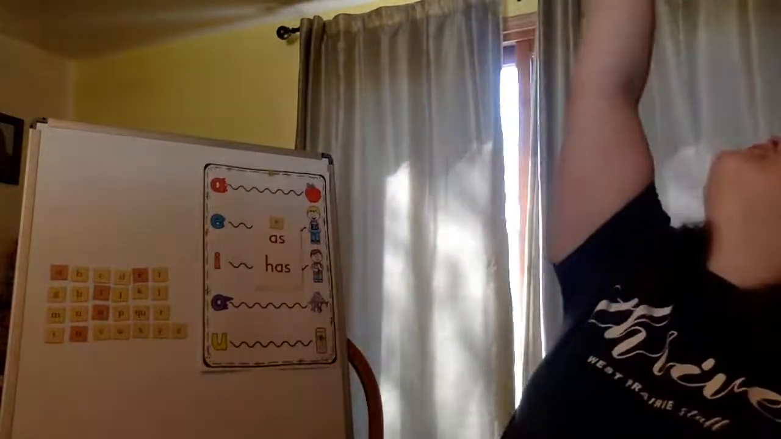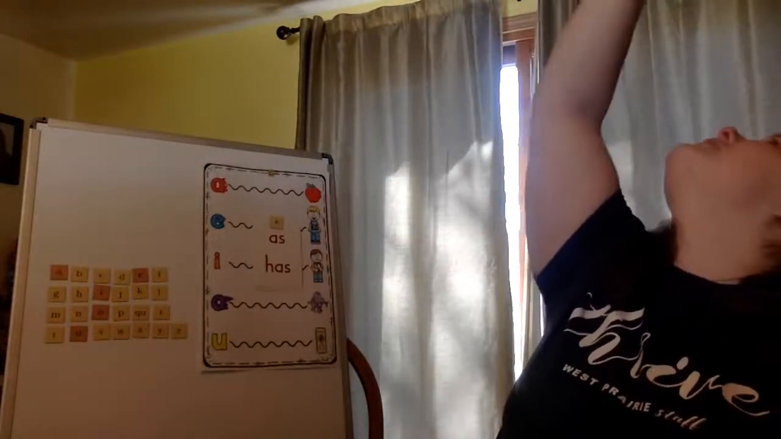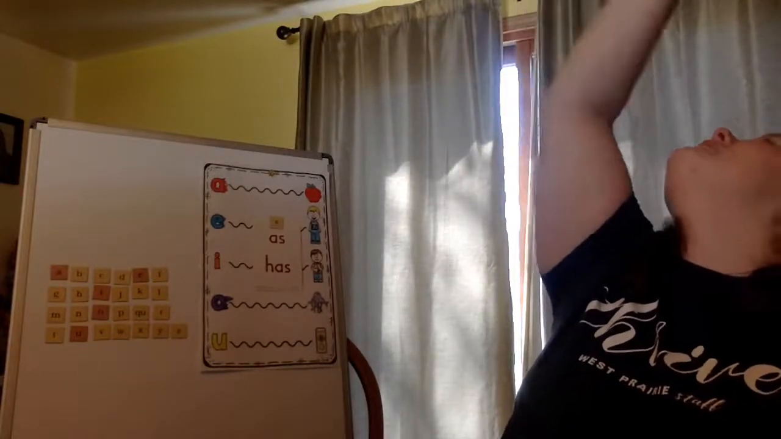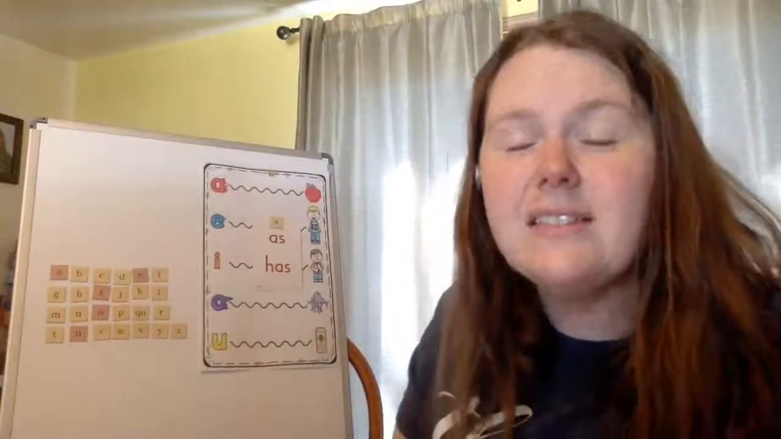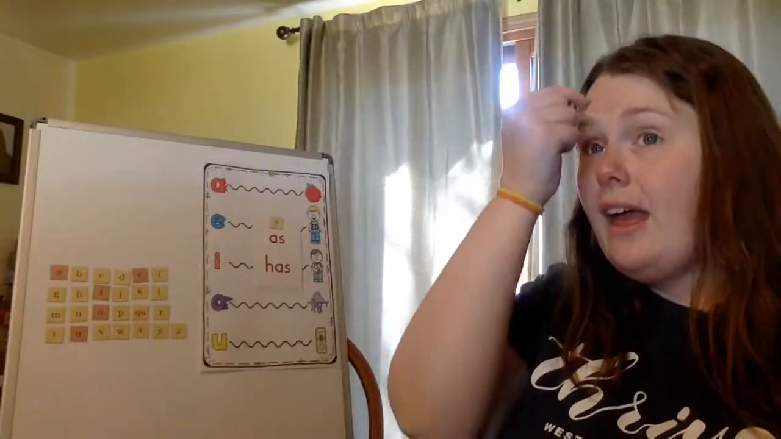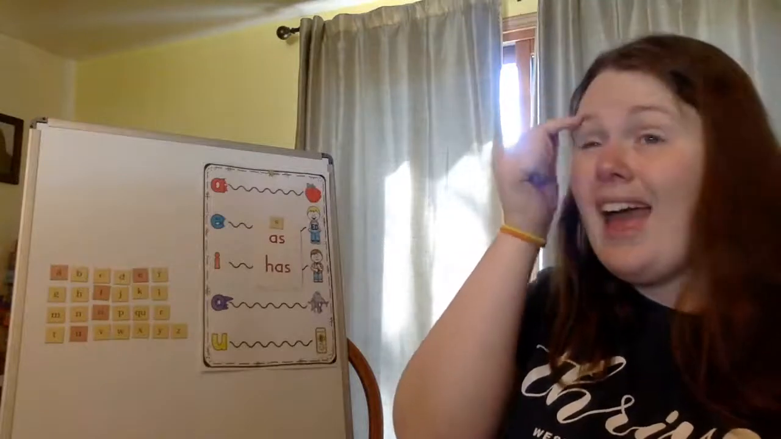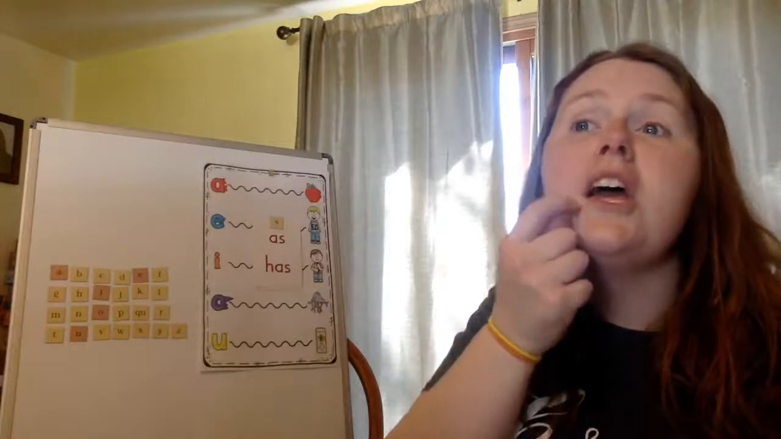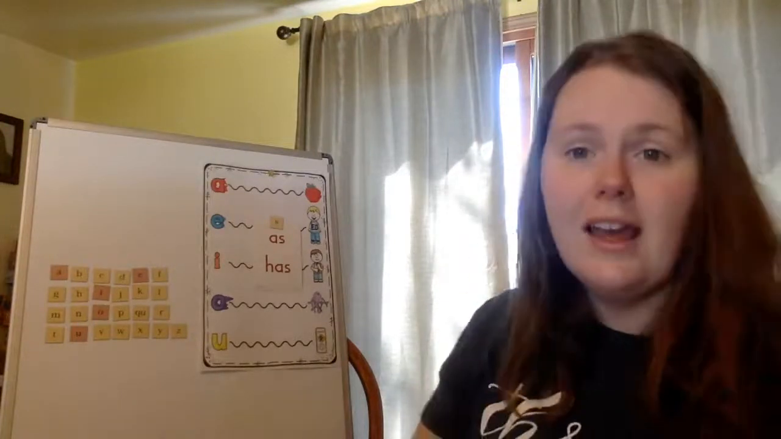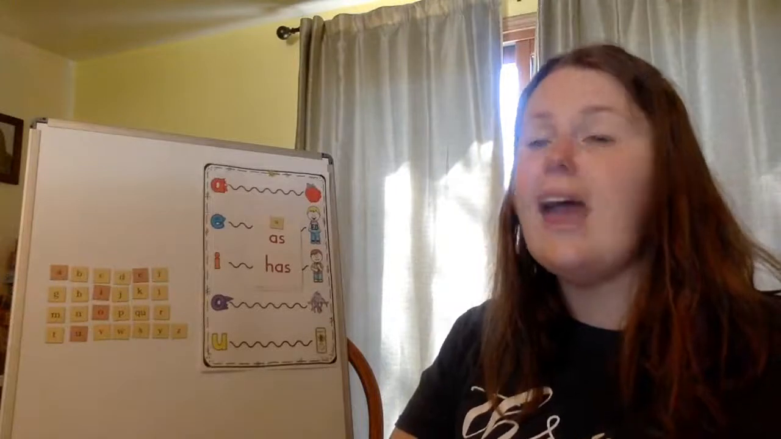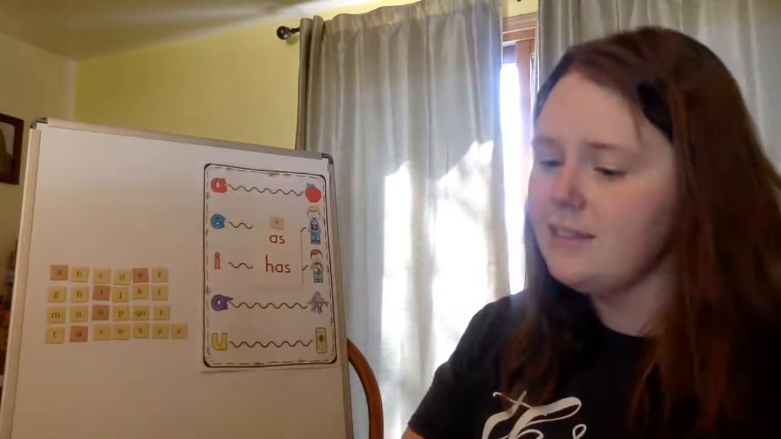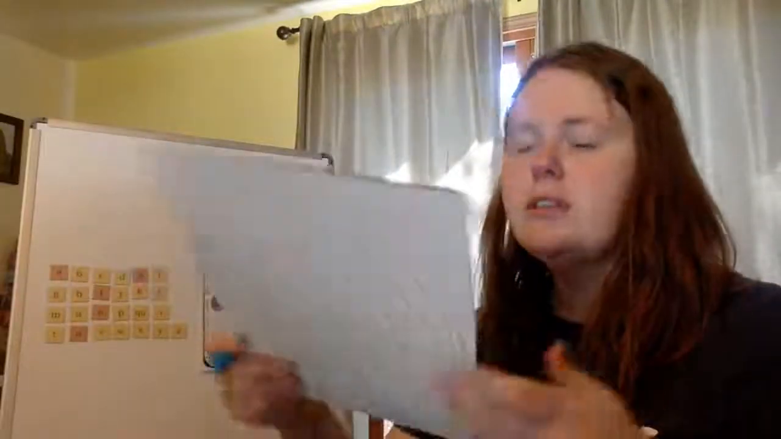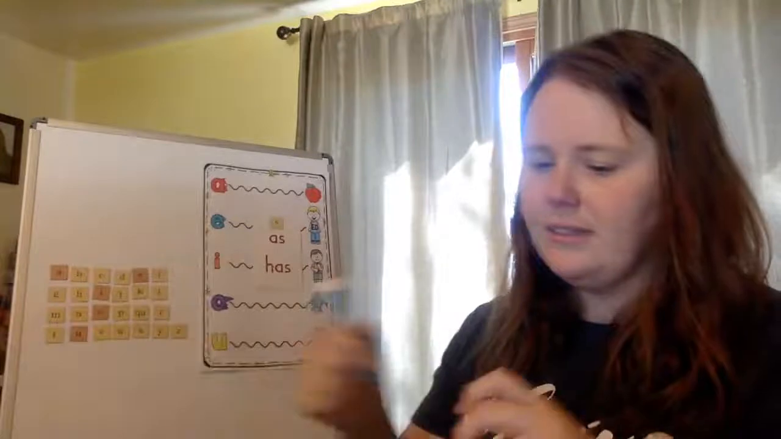Let's try it on the ceiling. A-S, as. H-A-S, has. As, has. Let's write as on your forehead. A-S, as. Let's write has on your cheek. H-A-S, has. As, has. A-S, as, H-A-S, has. Good. All right, let's practice writing the letters in as and has, okay?